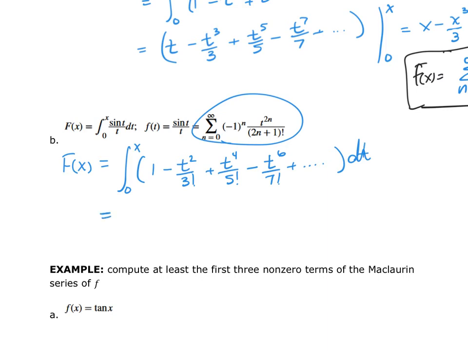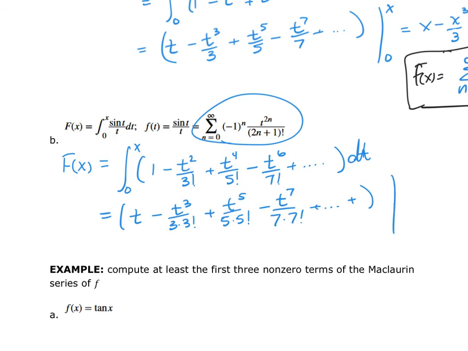This then integrates into t for the first one, minus t to the 3rd over 3 times 3 factorial, plus t to the 5th over 5 times 5 factorial, minus t to the 7th over 7 times 7 factorial, and you can see that this is going to continue, evaluated from 0 to x.